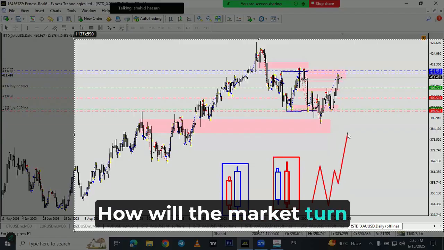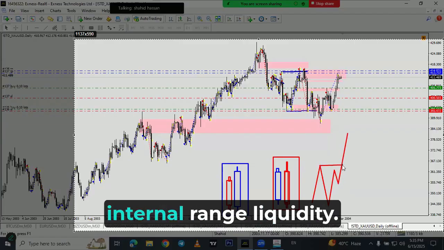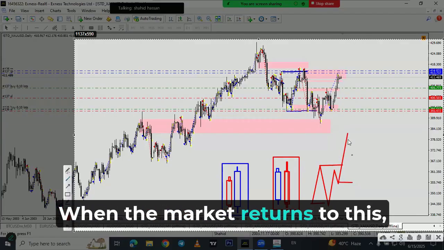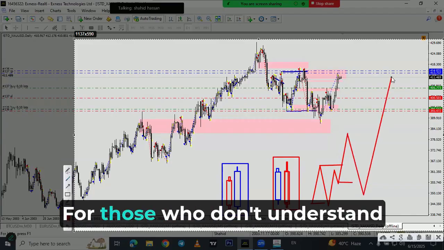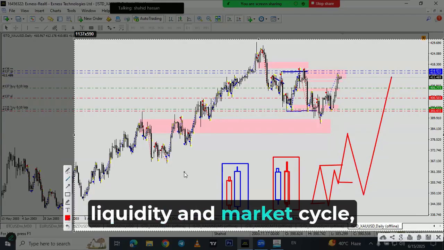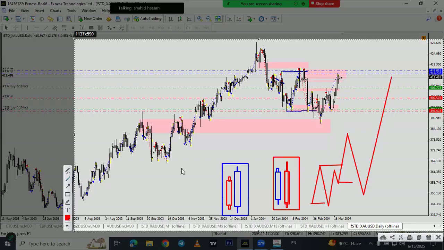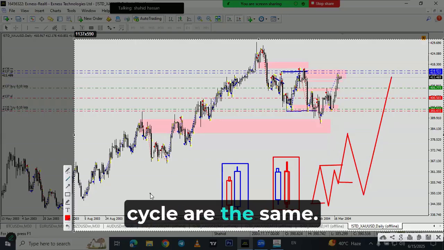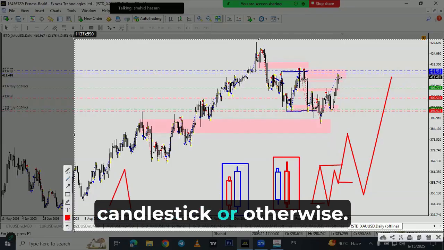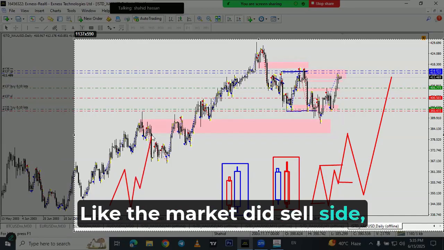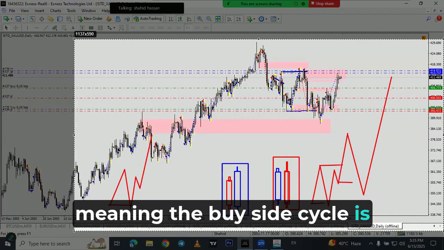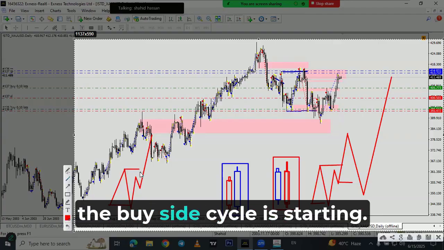How will the market turn bullish? Buy side, sell side, internal range liquidity. When the market returns to this, we make it bullish. For those who don't understand liquidity and market cycle, liquidity and market cycle are the same. You can mark it on the candlestick or otherwise. Like the market did sell side, buy side, meaning the buy side cycle is starting. If you see here, the buy side cycle is starting.